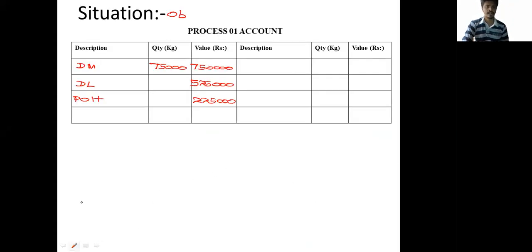So first of all, as I suggested, we need to balance. We need to have equal values in both quantity columns of both sides. So here, output has been given as 66,000 kilograms. Still, we don't know the value. Then normal loss has also been given as 15,000. Here we can put simply zero because normal loss is not having any scrap value.